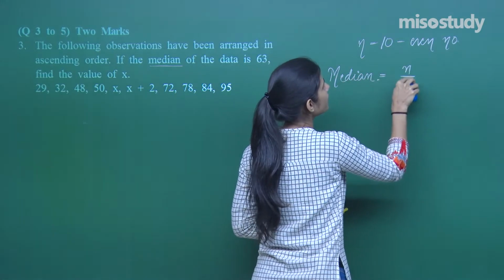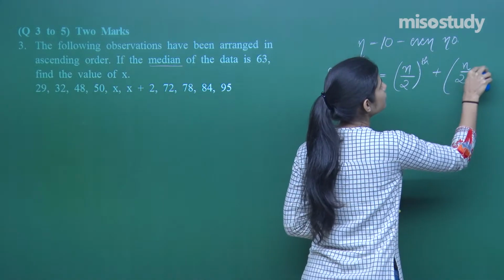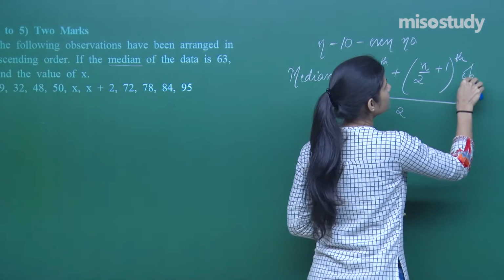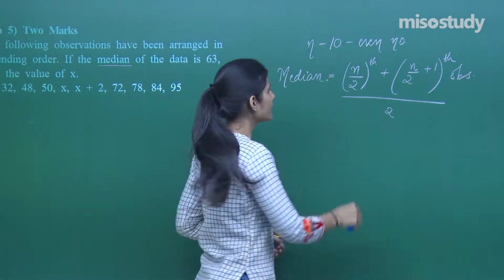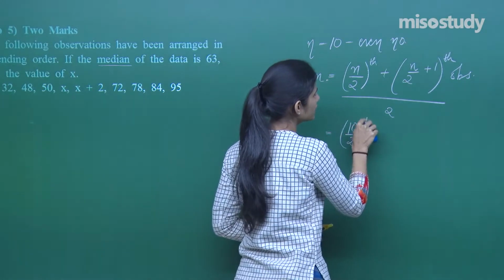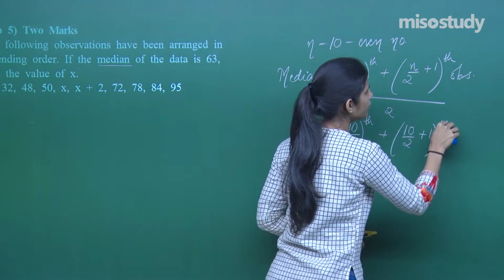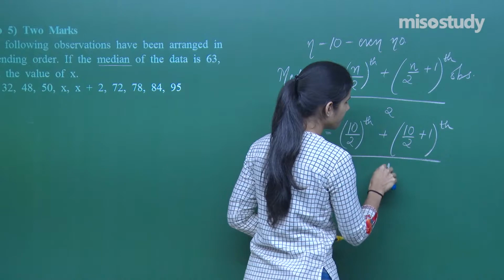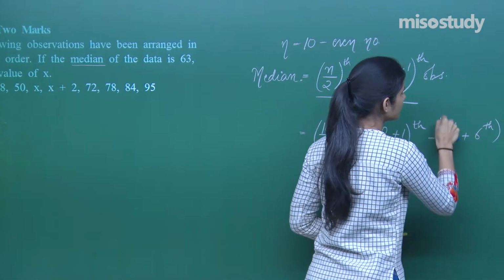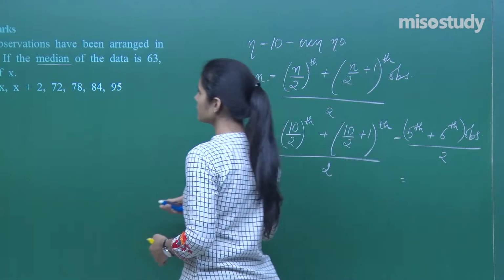It is the value of (n by 2)th plus (n by 2 plus 1)th observation, upon 2. That means you catch hold of the n by 2th observation, 10 by 2th observation, that is the 5th observation, plus 10 by 2 plus 1, that is the 6th observation, divide their sum by 2. That means 5th plus 6th observation upon 2.